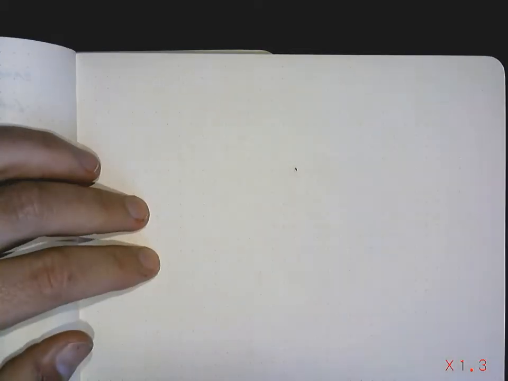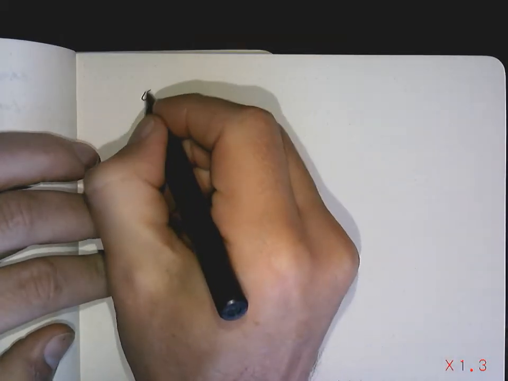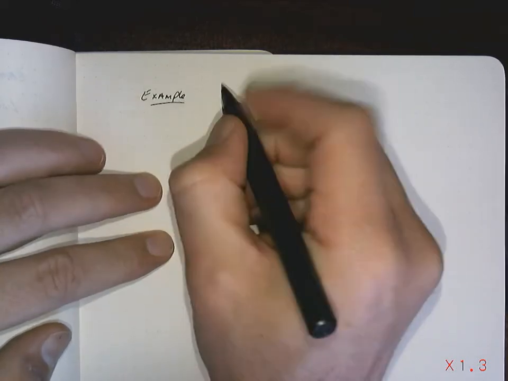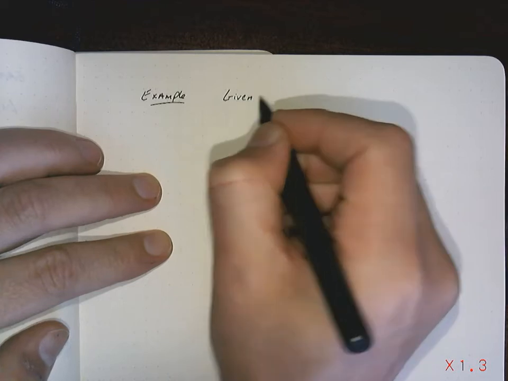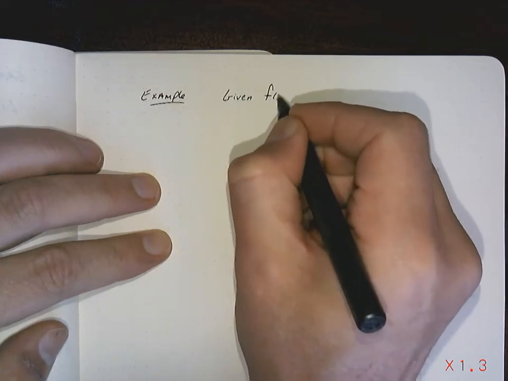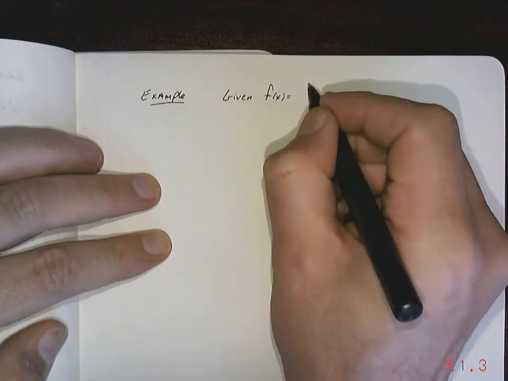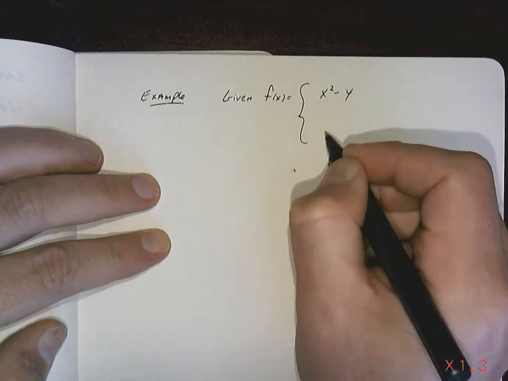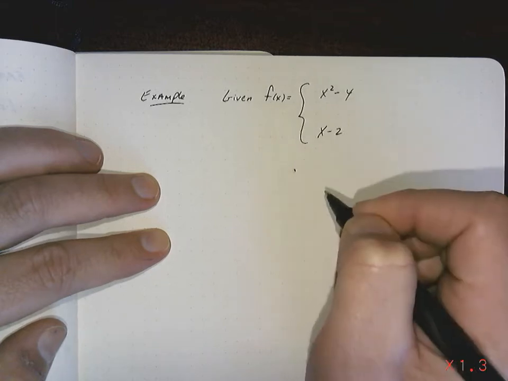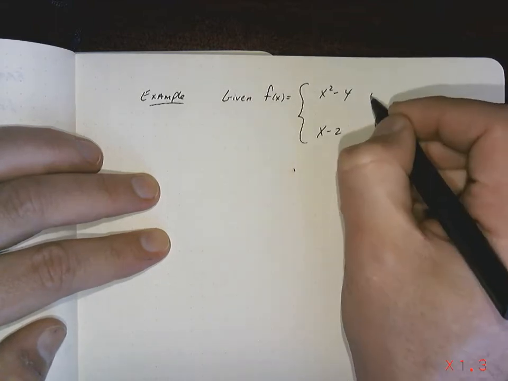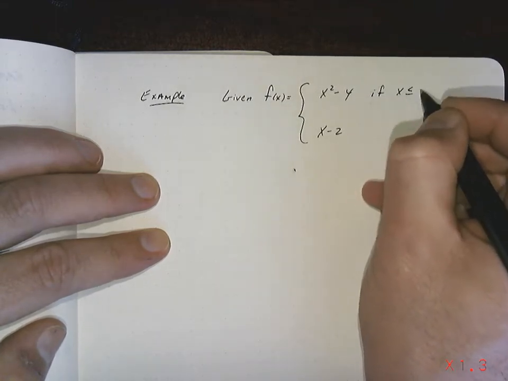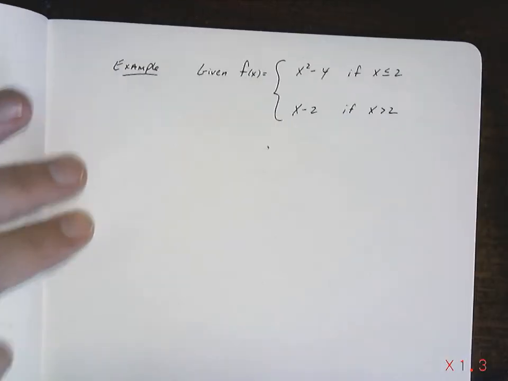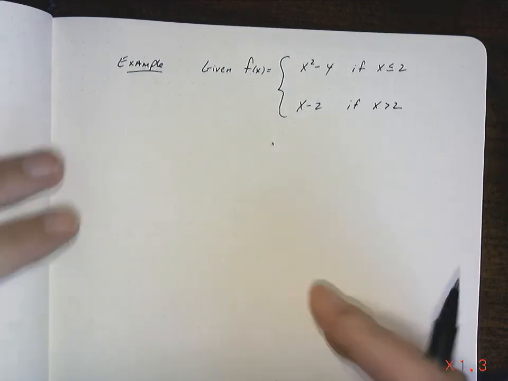Okay, probably time to do an example. An algebraic example anyway. Given f of x equals x squared minus 4 and x equals 2, if x is less than or equal to 2 and if x is greater than 2. So I'm going to do an algebraic example, and this kind of looks ugly.